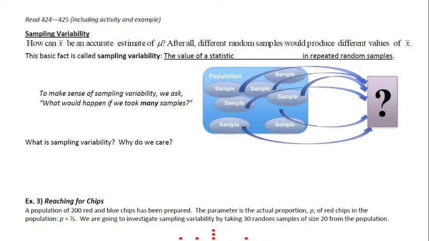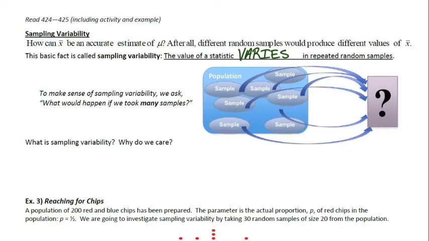After all, different random samples would produce different values of x bar. Basically, if you took different random samples, you would probably get different sample means for those samples. This basic fact is called sampling variability. The value of a statistic varies in repeated random samples, which means if we do a bunch of different samples, the sample mean that we get from each one is going to be a little bit different from the next.